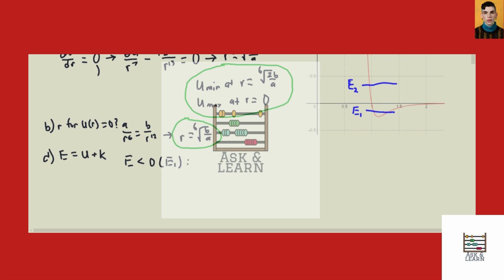So we can say that if E is less than 0, as an example our point E1, we'll have bounded oscillatory motion. And if E is greater than 0, as in our point E2, we'll have unbounded motion.